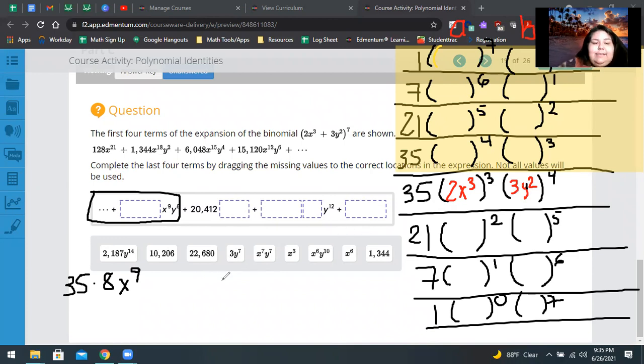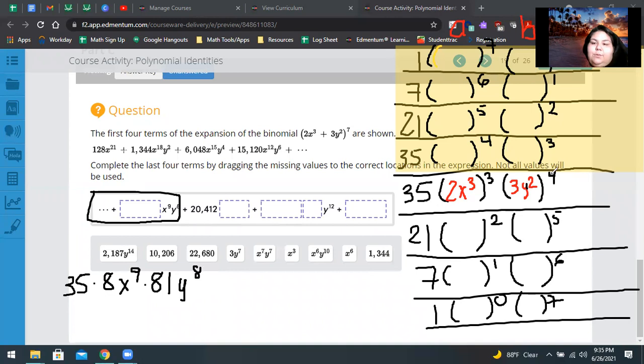So I did this part. Now I'm going to do the second part. 3 to the 4th power is 3 times 3 is 9, 9 times another 9 is 81. So this is times 81. And then this is y to the 2 times 4, which is 8.